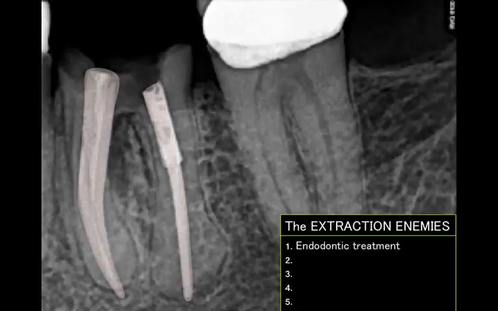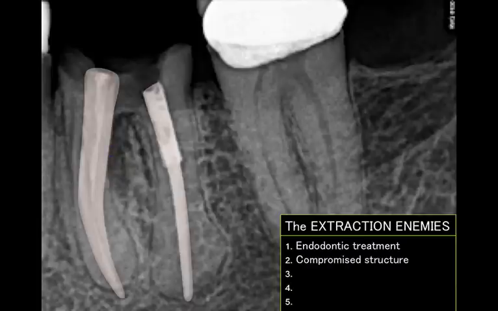The first thing that I see is that the tooth is endodontically treated. That makes the tooth much more brittle, and it's prone for fracture when you attempt the removal of these roots. And you can point out a few weak spots.